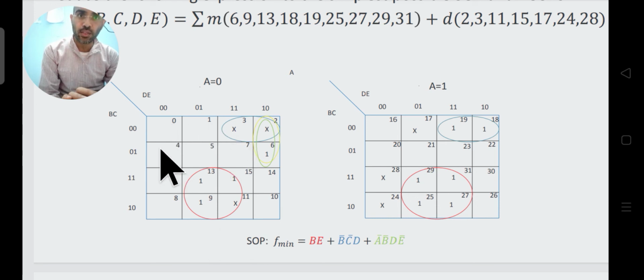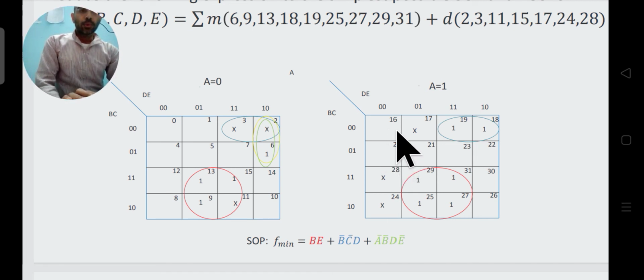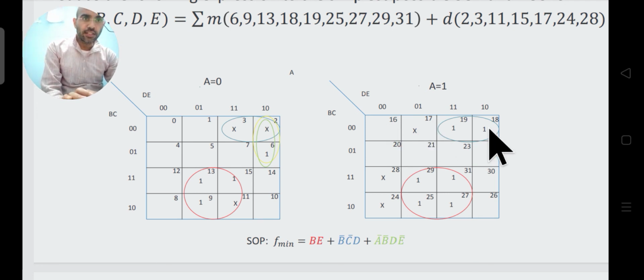This particular square is for min terms from 0 to 15, so this is for the first 16 min terms. Then for the next 16 min terms, the squares are something like this: 16, 17, 18 and 19, 20, 21, 22 and 23. So the order is the same. Then 24, 25, 26, 27, 28, 29, 30, 31. So no need to get confused.